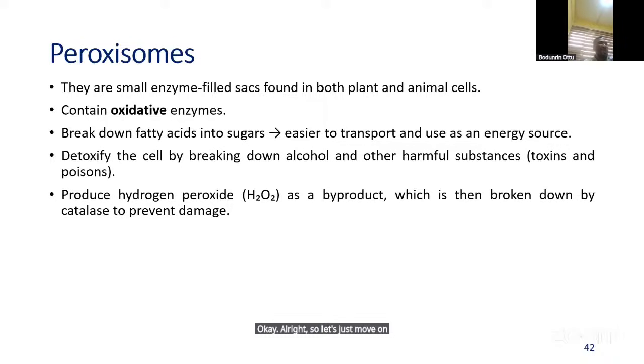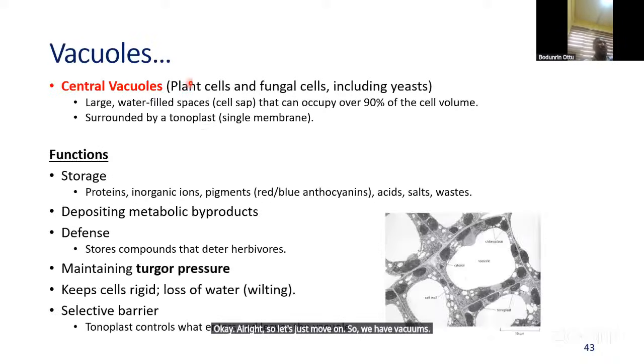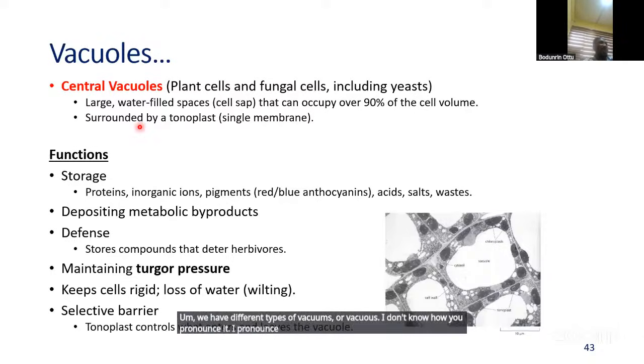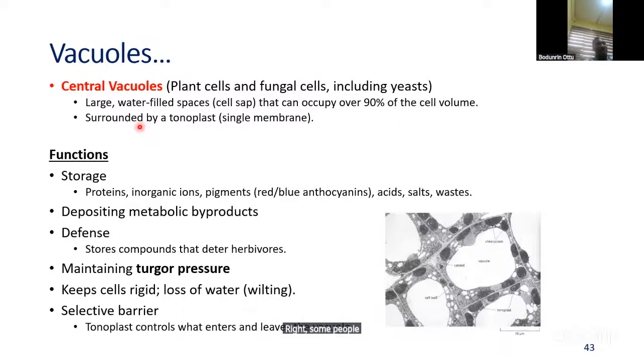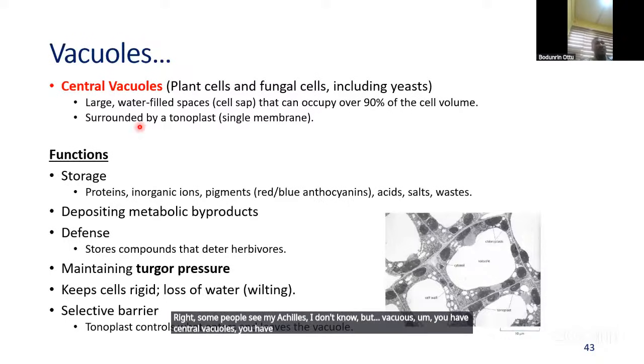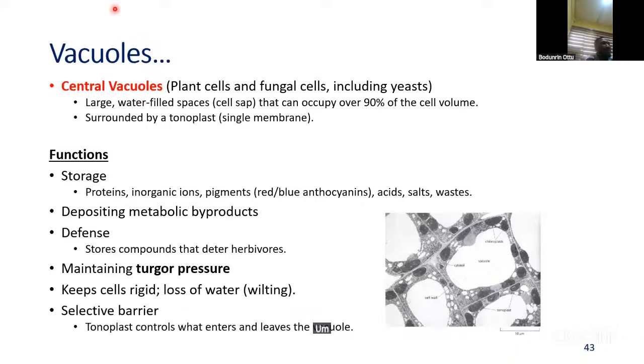So we have vacuoles. We have different types of vacuoles. I don't know how you pronounce it. I pronounce it vacuoles, right? Some people say vacuoles. You have central vacuoles, you have food vacuoles, you have contractile vacuoles. You have central vacuoles in plant cells and fungal cells, including yeast. So these plants mostly have central vacuoles.